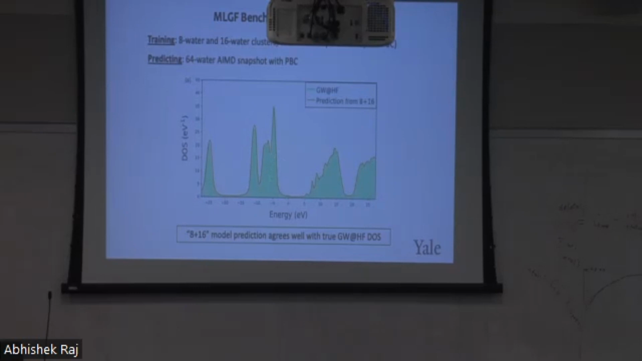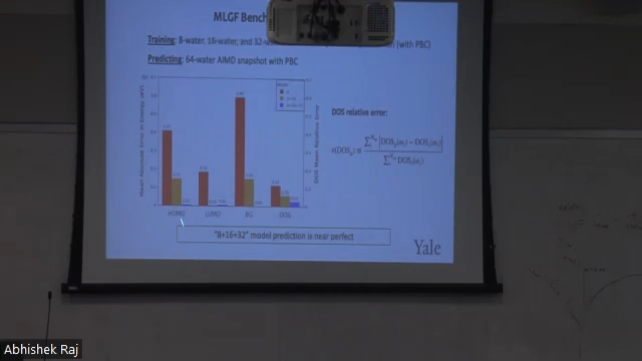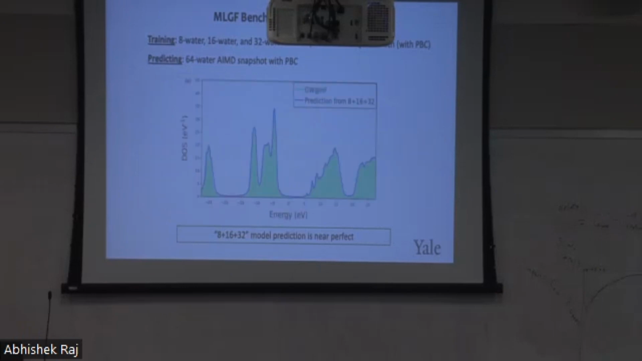It may be harder to see, but I'll show you the error metrics here. So with that 8 plus 16 to predict 64, you will have some error for HOMO and band gap of 0.15 eV, not so small, but acceptable to us considering we use so little data. And if you are willing to add a 32-water calculation to predict 64, you get near-zero error across all regions, and the DOS prediction is also pretty good. The only discrepancy is in this deeper region.